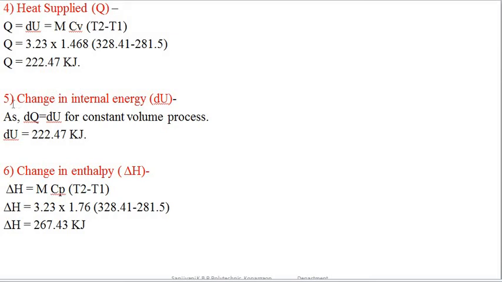Now the next point is the change in the internal energy. Now heat supplied is equal to change in internal energy for constant volume process. Therefore that value is similar to the heat supplied value, that is equal to 222.47 kilojoule. Next point, that is point 6, change in the enthalpy, delta H. Now delta H is equal to mCp delta T, that is change in the temperature. So putting these values here, we have delta H is equal to 267.43 kilojoule. This is the total change in the enthalpy.